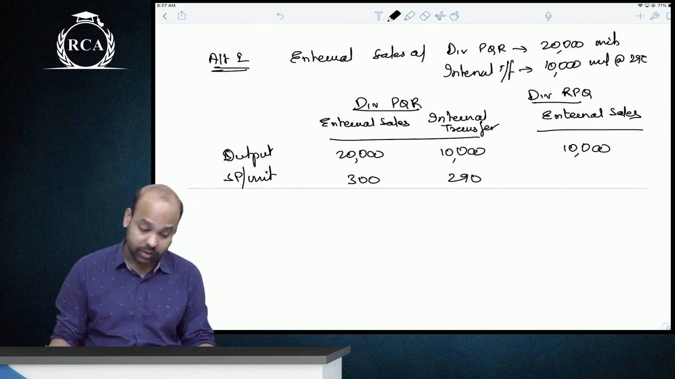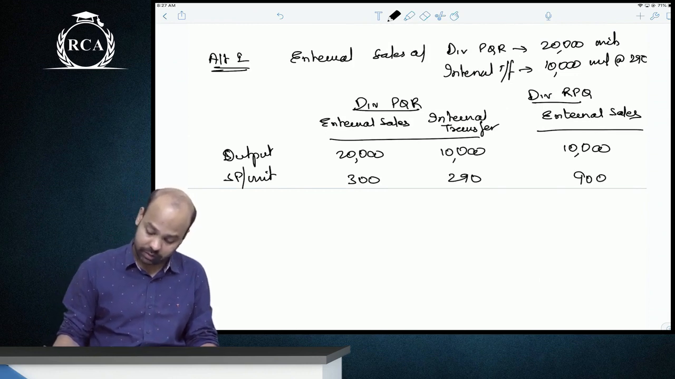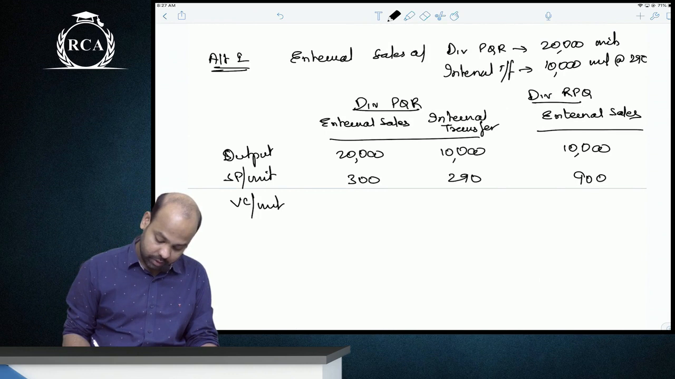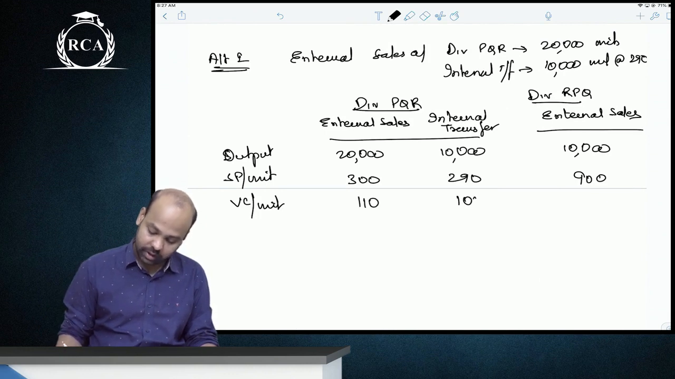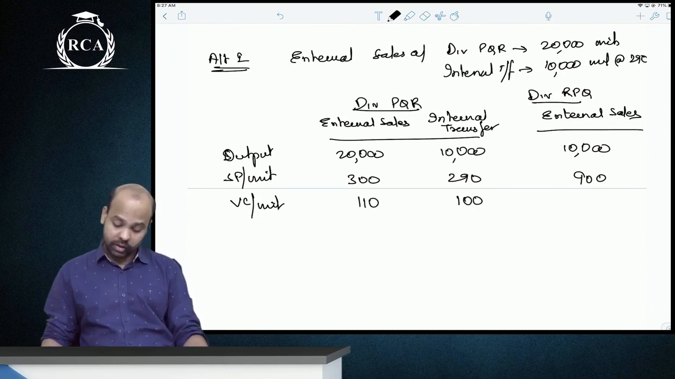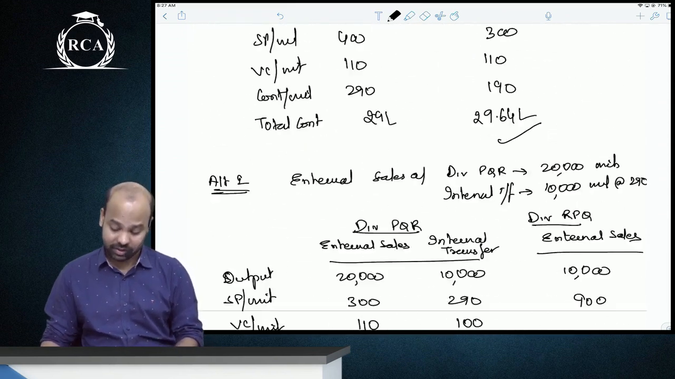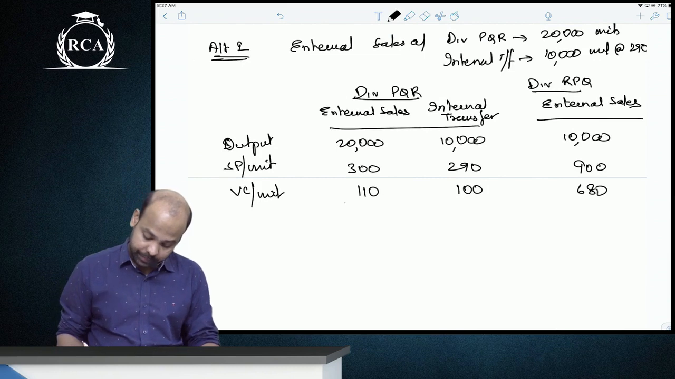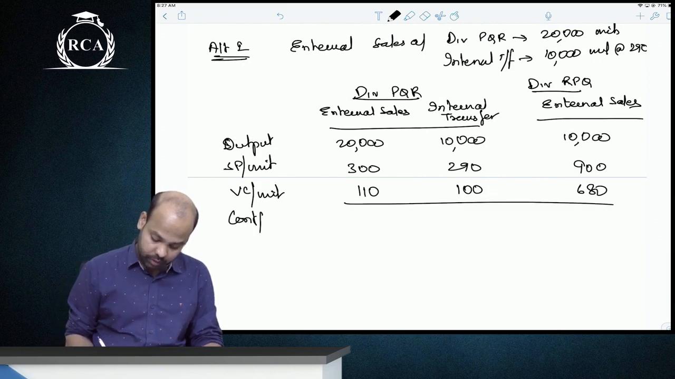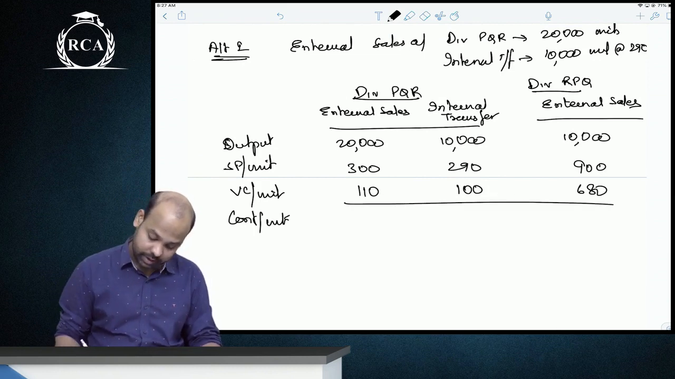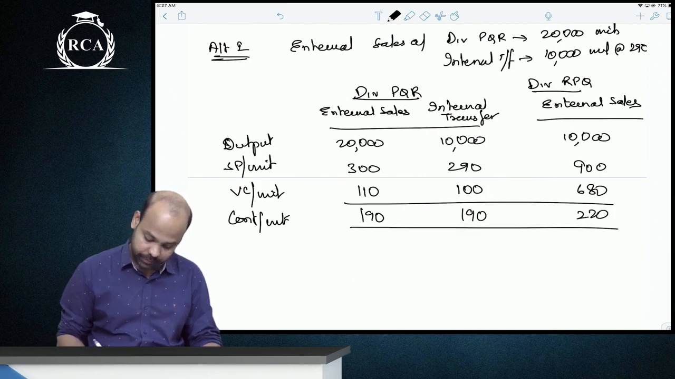Here the other division is selling 10,000 units at a price of 900. Variable cost per unit for external sales is 110, for internal transfers it is 100. But then the other division has a variable cost of 290 plus 80 rupees. Our contribution per unit is 190 rupees, 190 rupees and 220 rupees.